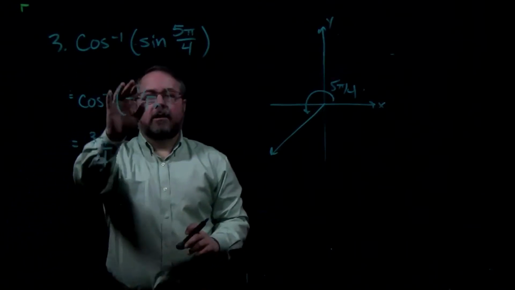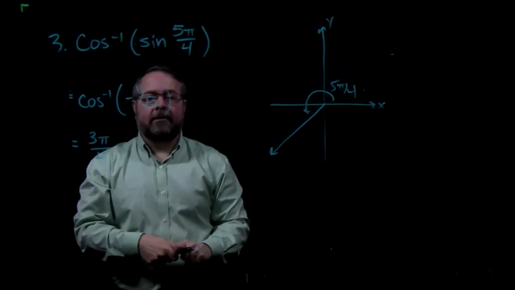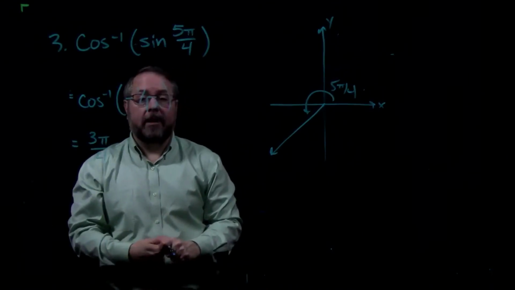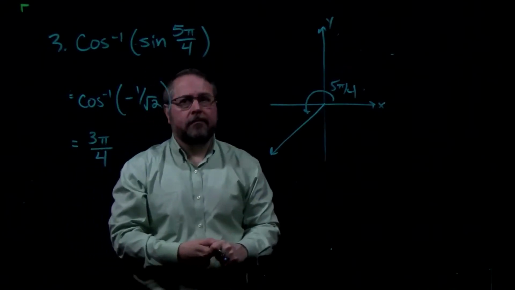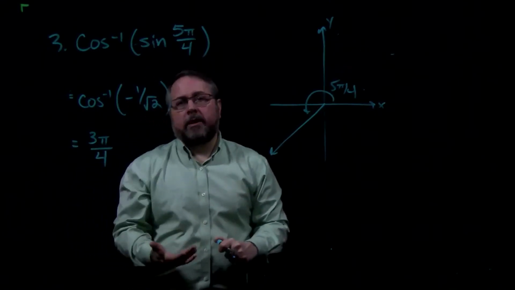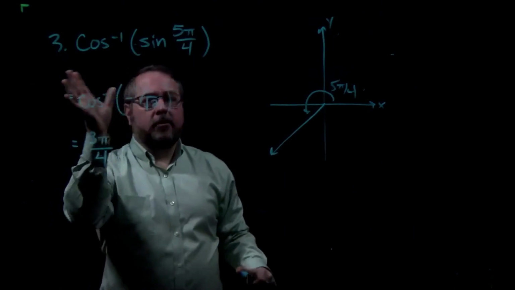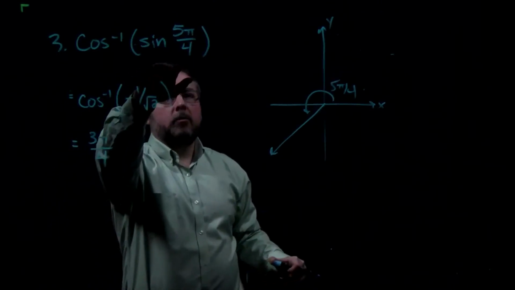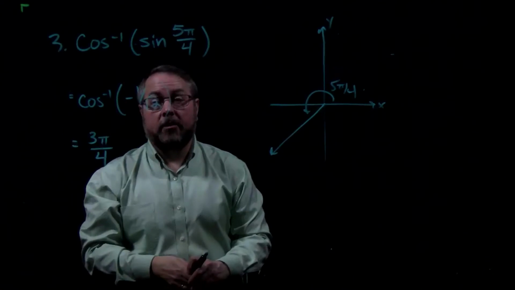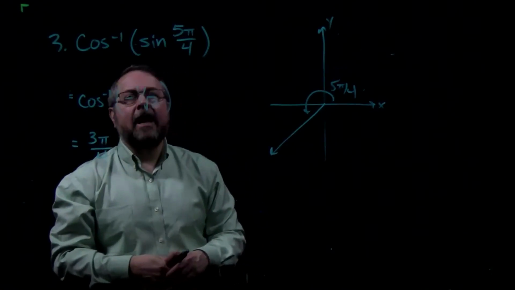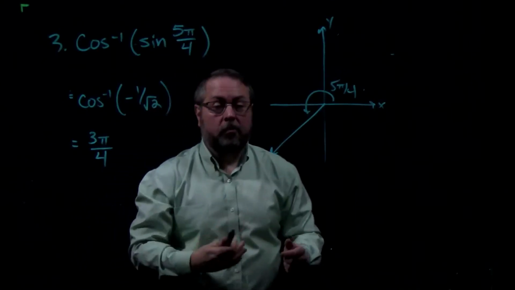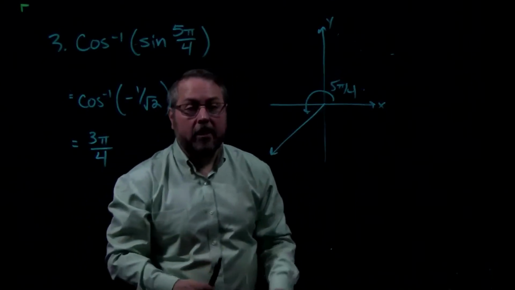Okay, so we get that the inverse cosine of the sine of 5 pi over 4 is 3 pi over 4. And this is one that we could actually solve by doing a cofunction identity as well. We could replace the sine with a cosine using an appropriate cofunction identity, and then this would go back to the sort of problem that we did in the previous video.